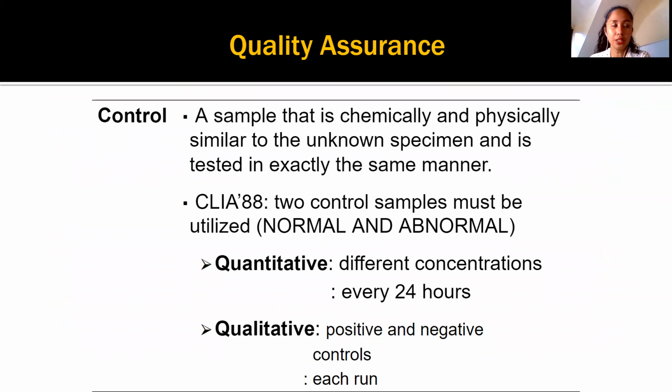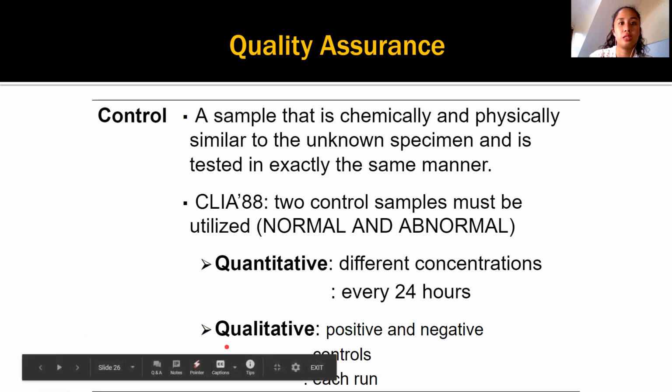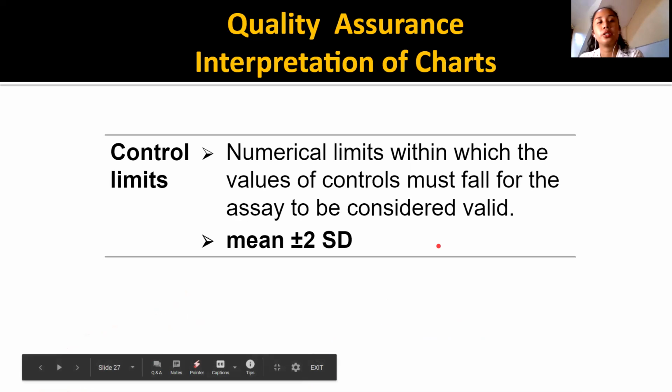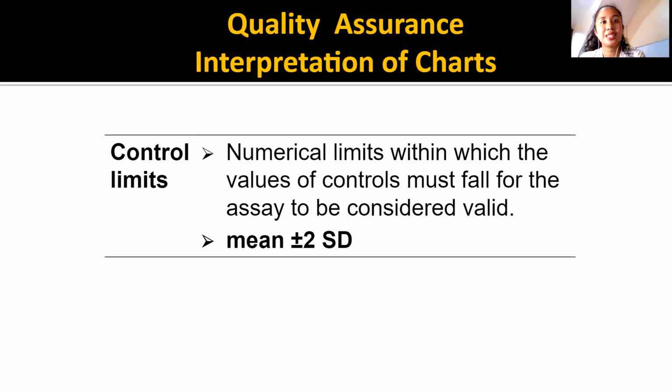Okay. So, control. A control is a sample that is chemically and physically similar to an unknown specimen and is tested in the same manner. So, class, control or standard. Yan. So, ginagamit sa testing natin. Yan. So, the control limits is plus 2 and negative 2 standard deviation. So, class, yung test natin, dun sa Levy Jennings chart, dapat within plus 2 standard deviation and negative 2 standard deviation. So, if we go beyond that, pwedeng may error na.